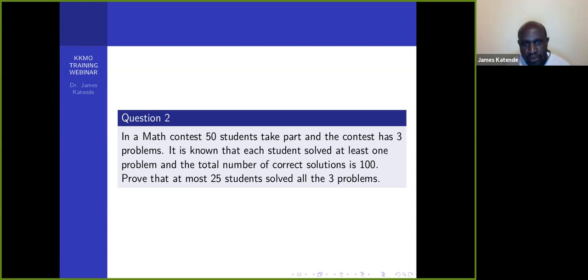So again, the task is just to prove that the largest number of students who solved all the 3 problems is at most 25. It's either 25 or less, but at most 25. So any volunteers on this one with some ideas? It doesn't have to be a solution, just an idea of how to proceed.